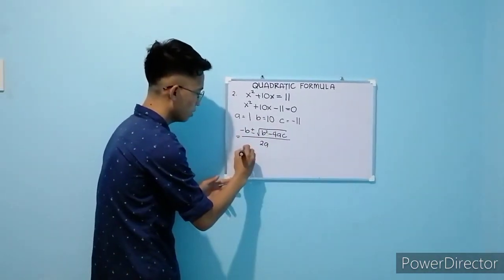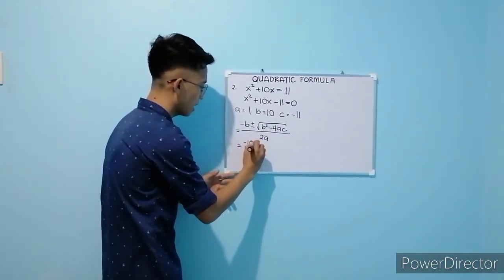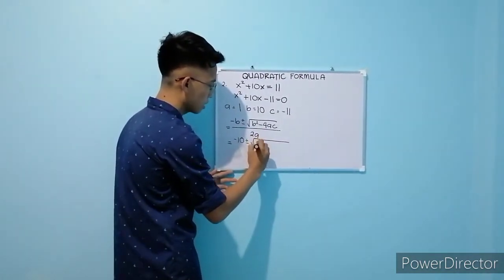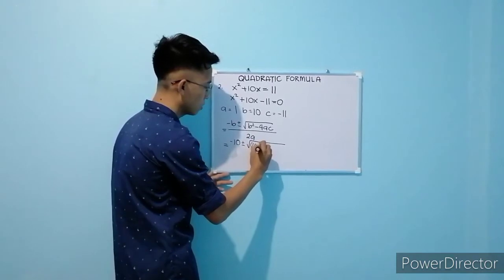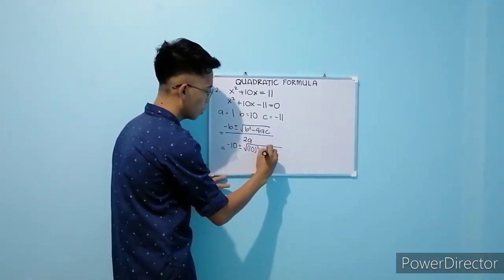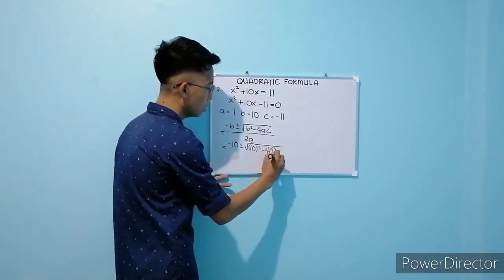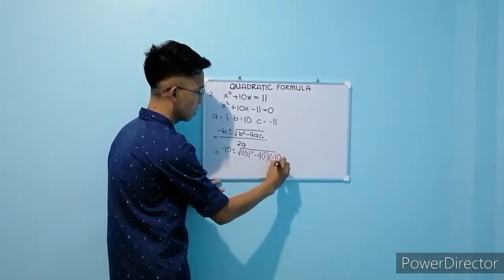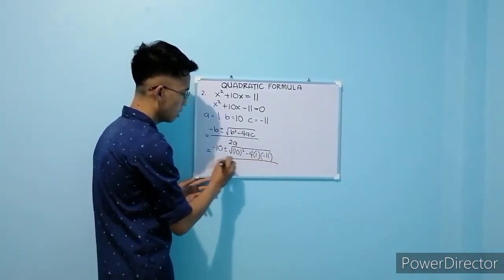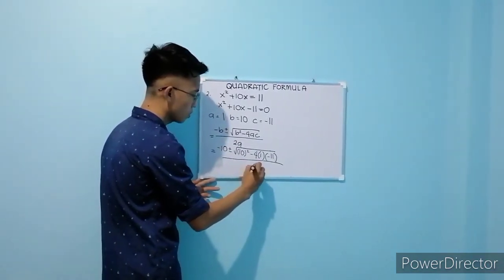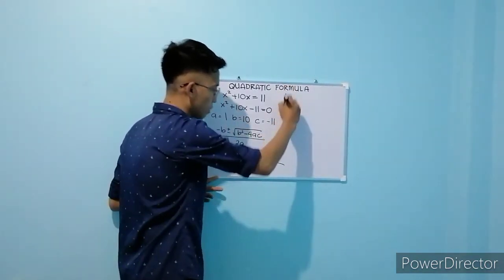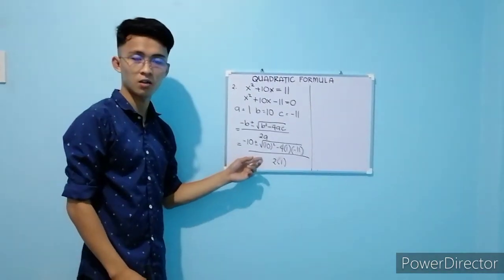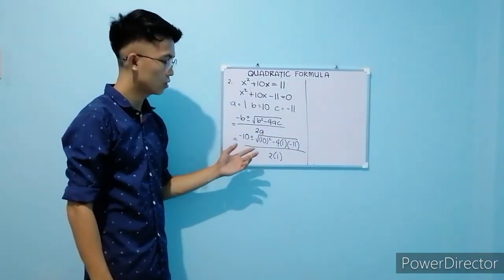B is 10, so we have negative 10 plus or minus the square root of, what is b? That is 10 squared minus 4 times 1 as our a, and c is negative 11, over 2 times 1. What's next? We need now to simplify the given equation. So let's simplify.